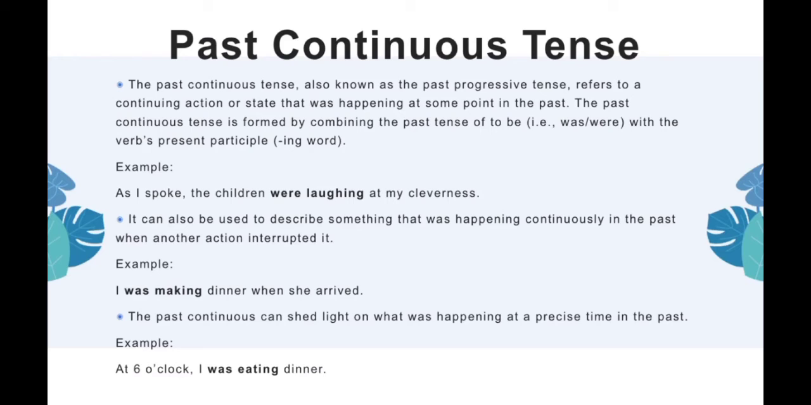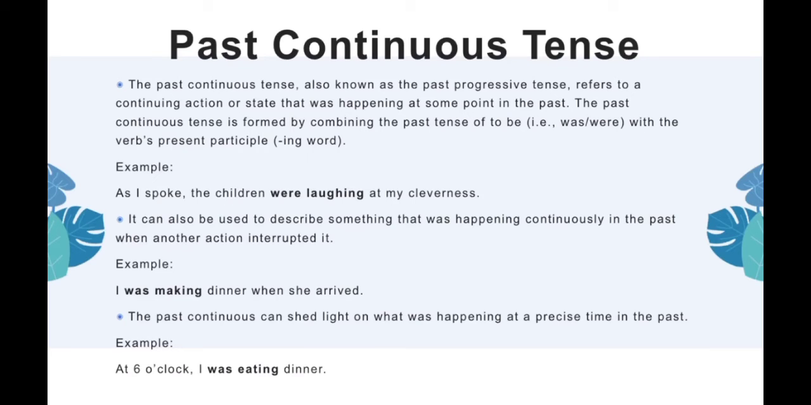There are many situations in which this verb tense might be used in a sentence. For example, it is often used to describe conditions that existed in the past. As I spoke, the children were laughing at my cleverness. It can also be used to describe something that was happening continuously in the past when another action interrupted it. Example of this: I was making dinner when she arrived.